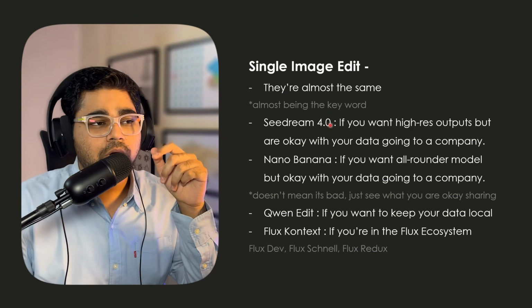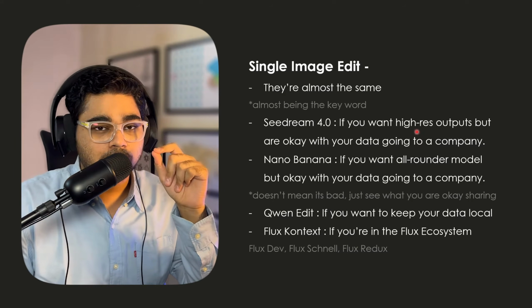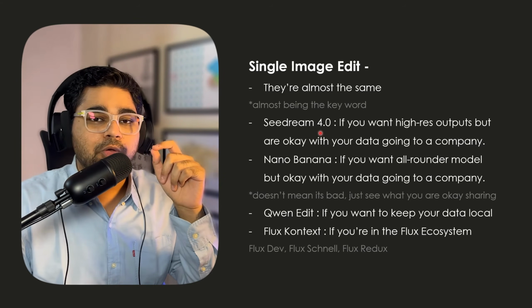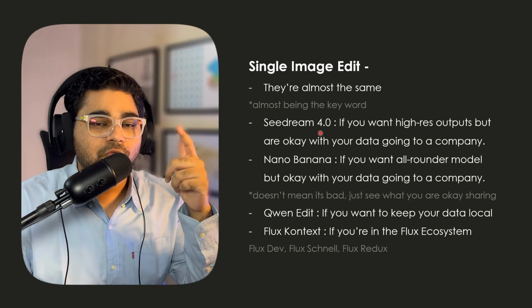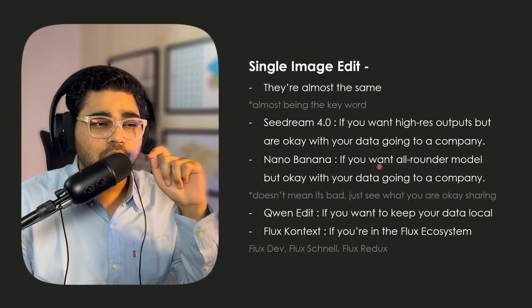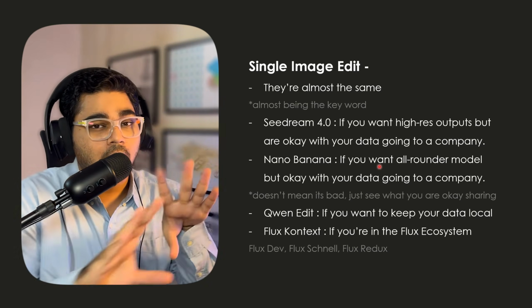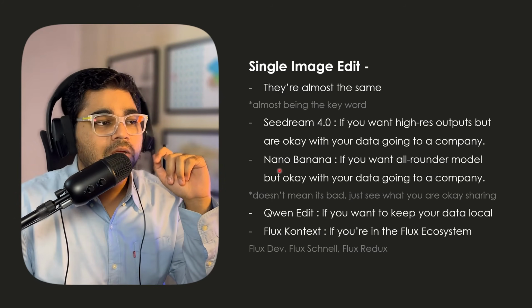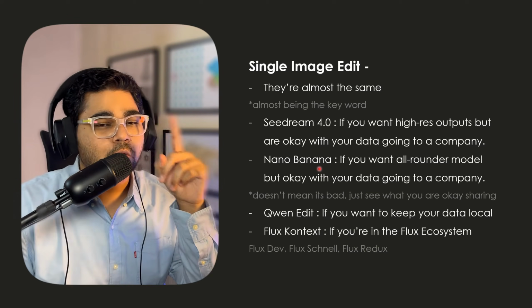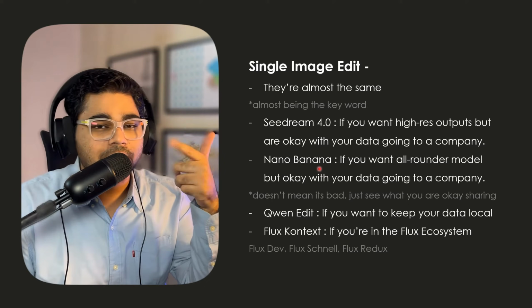So when to use which model? If you want a high resolution output model, go with Seedream 4.0 because its base resolution is 2048 by 2048. If you want an all-rounder model, really an all-rounder model that does everything, go with NanoBanana. The only thing, your output will be of low quality, but yes, we can always upscale it.